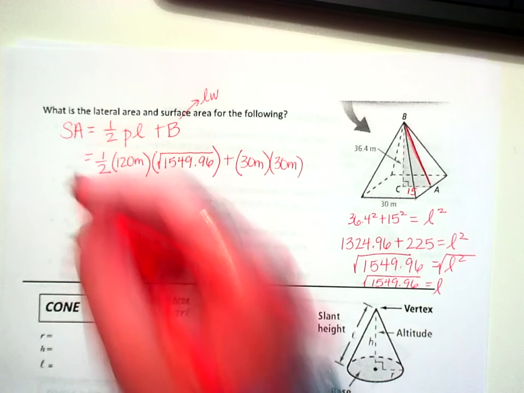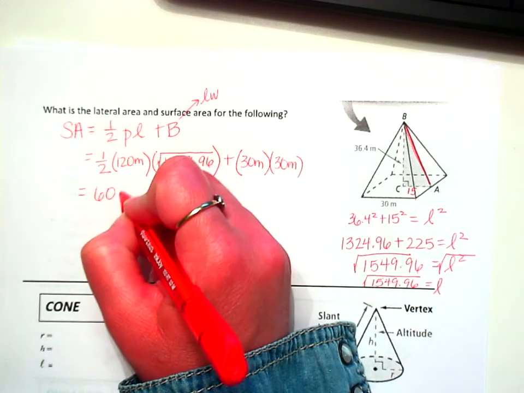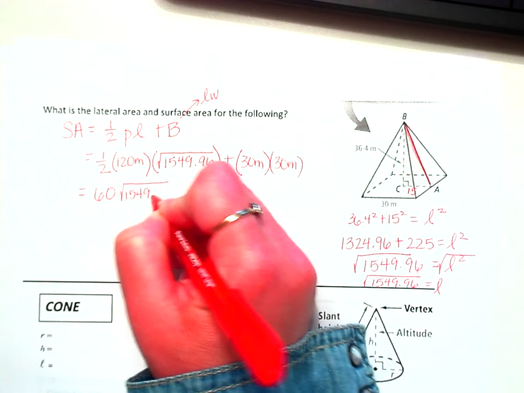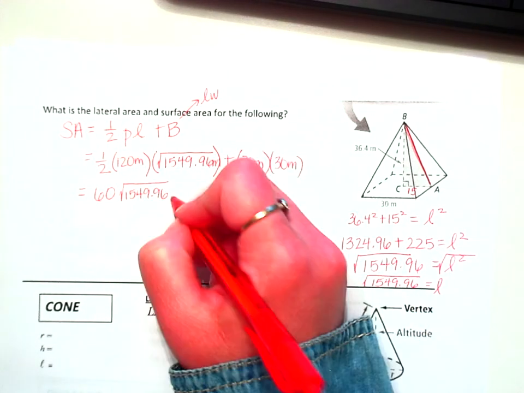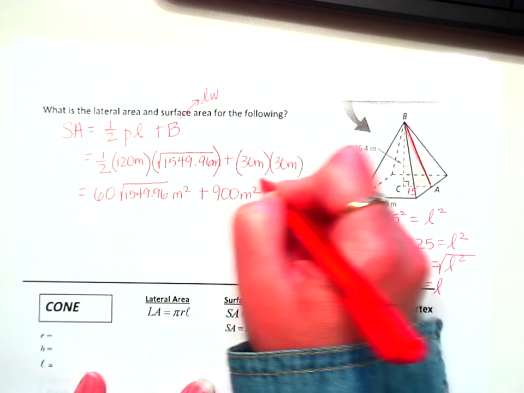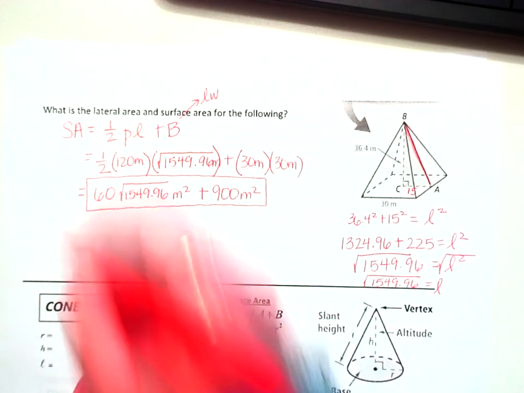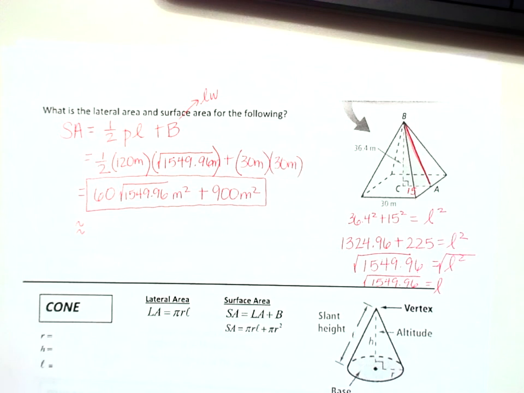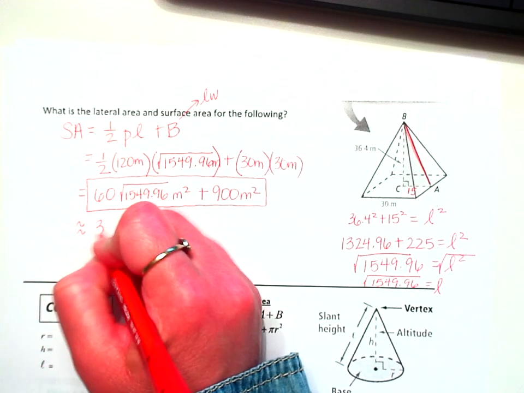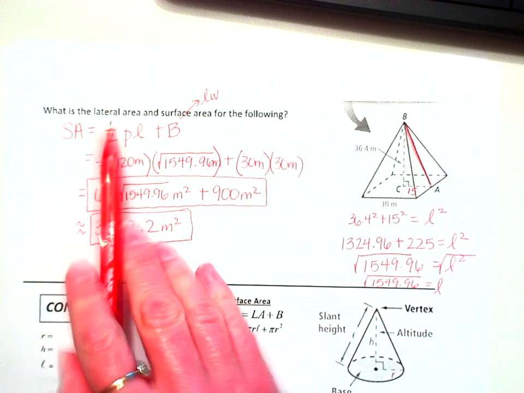Okay, all right. So I'm going to simplify this so that it says 60 square root 1,549.96. This is meters, so it'll be meters squared. And then 30 times 30 is 900 meters squared. This is your surface area. Okay? It is approximately 3,262.2.